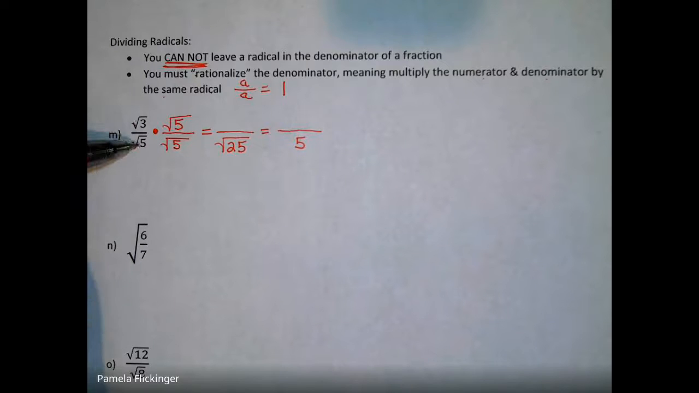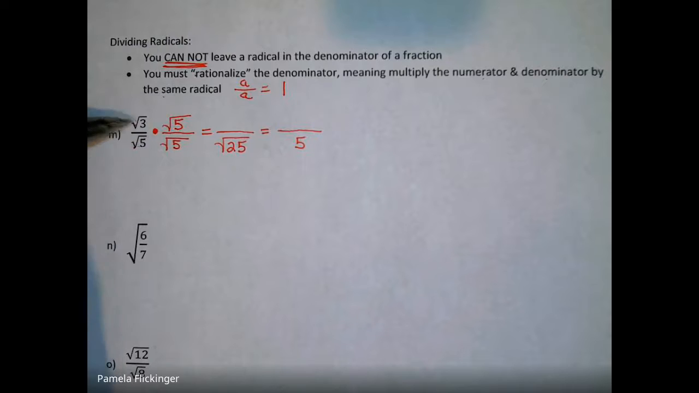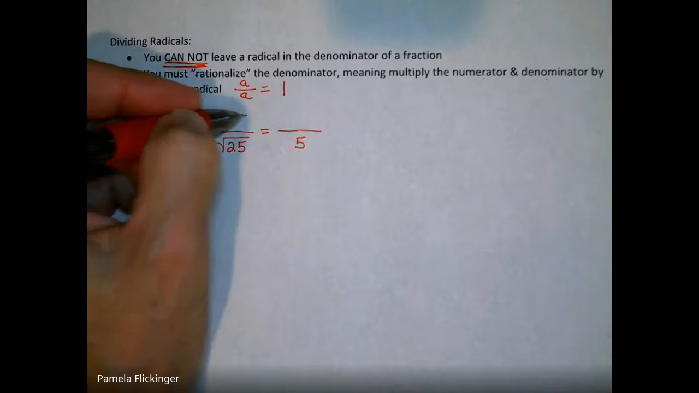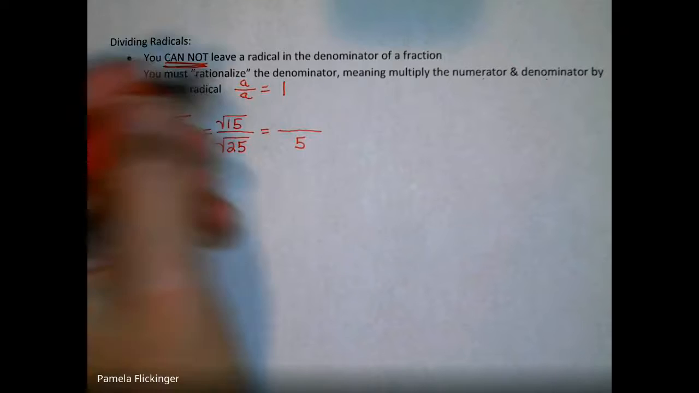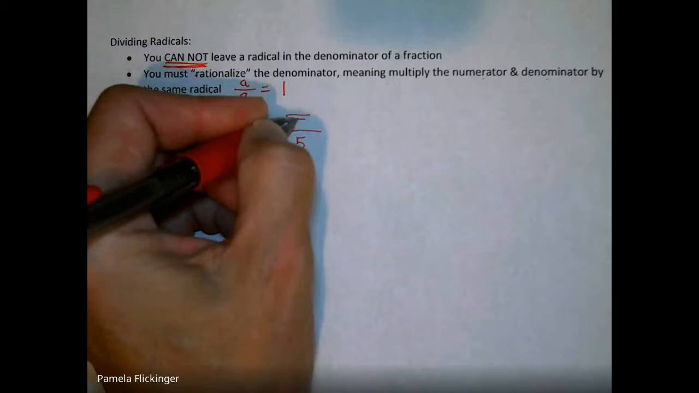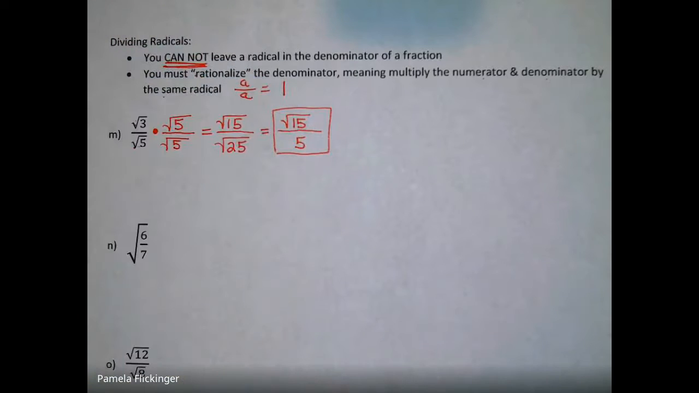All right, so that takes care of it, and I've now rationalized. But now I've got to go back and do the math on the top. So the square root of 3 times the square root of 5 is the square root of 15. If I look at my perfect square list, there is not a perfect square that divides evenly into that, so it just remains the square root of 15. That is your final answer. It's been rationalized.